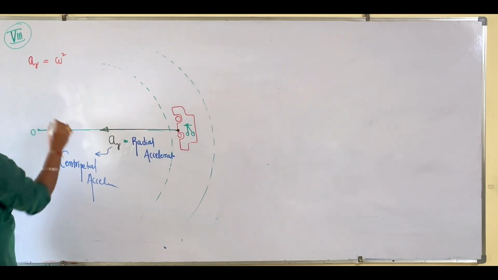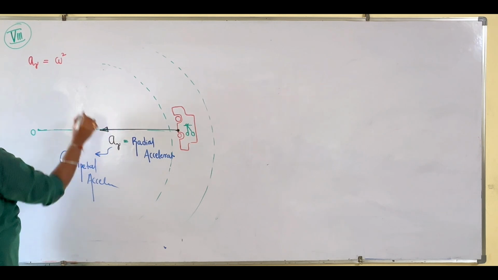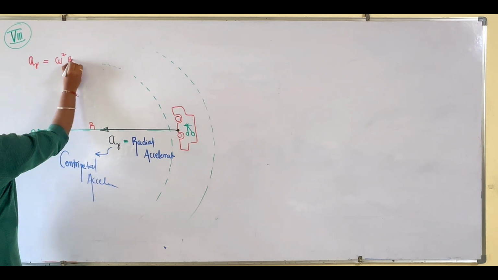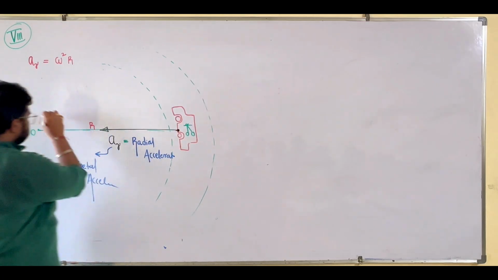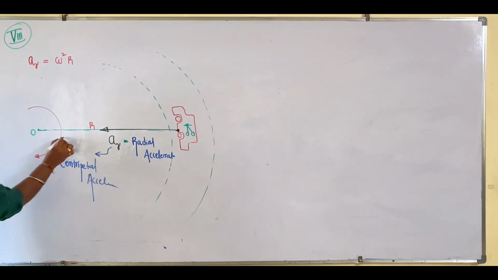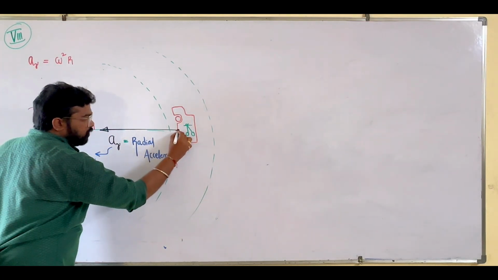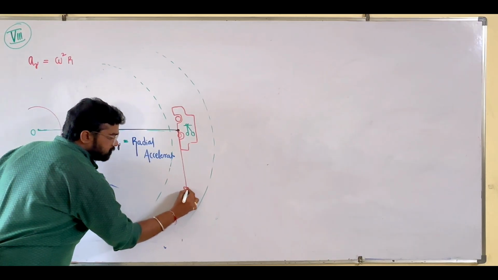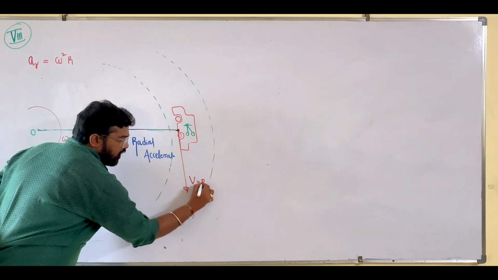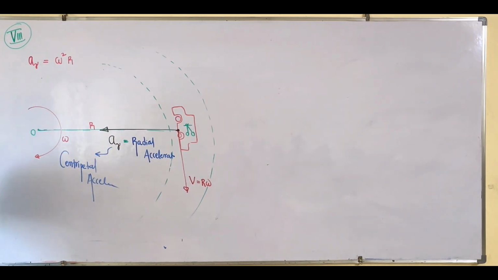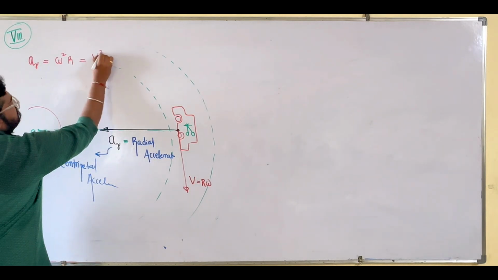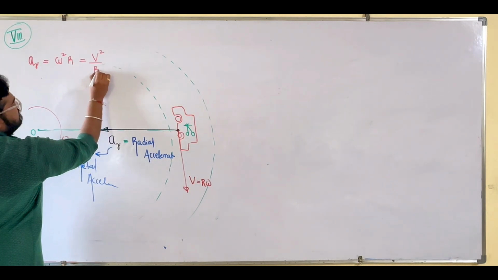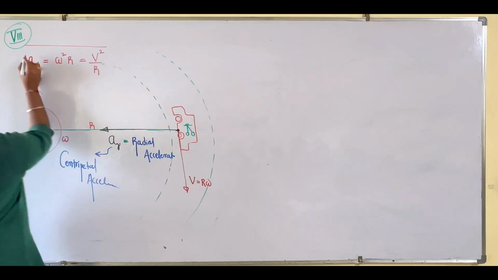Omega square, what is the radius of curvature of the road? Omega square R. So if it is moving with omega, V equals R omega. If you substitute that, V square by R will come. That is the radial acceleration.